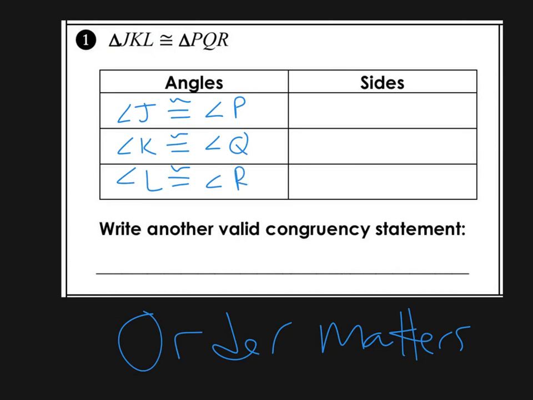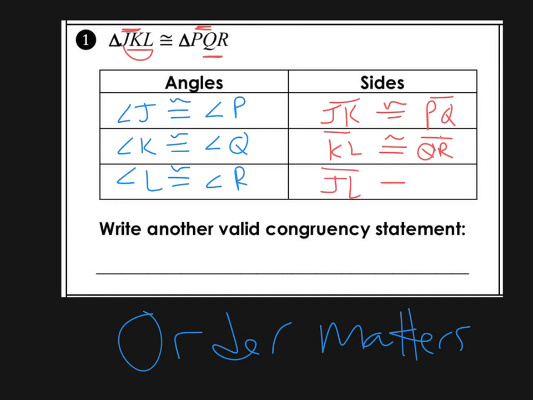Now what about the sides? The sides are going to roll very similarly in that we pay attention to our order. JK is the first two letters mentioned on the left side, and PQ are the first on the right. So segment JK is going to be congruent to segment PQ. Keeping on in that fashion, KL is going to be congruent to QR. So segment KL is congruent to segment QR. And then the first and last, segment JL, is going to be congruent to segment PR.